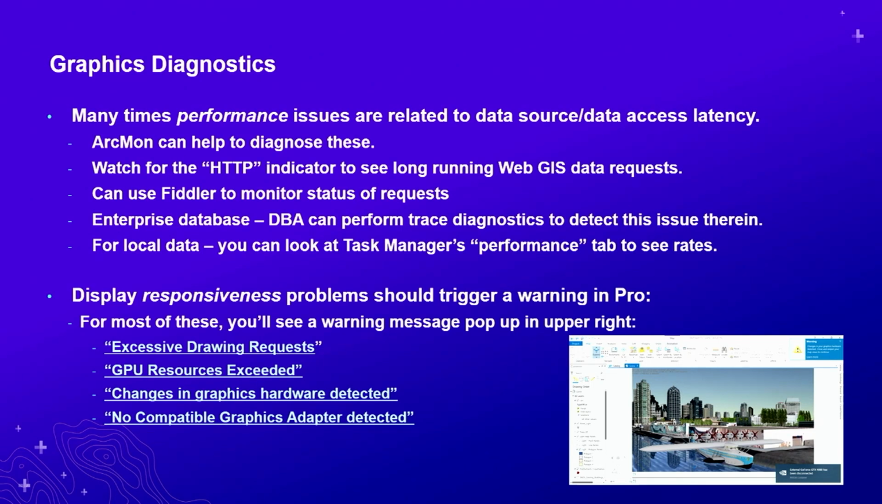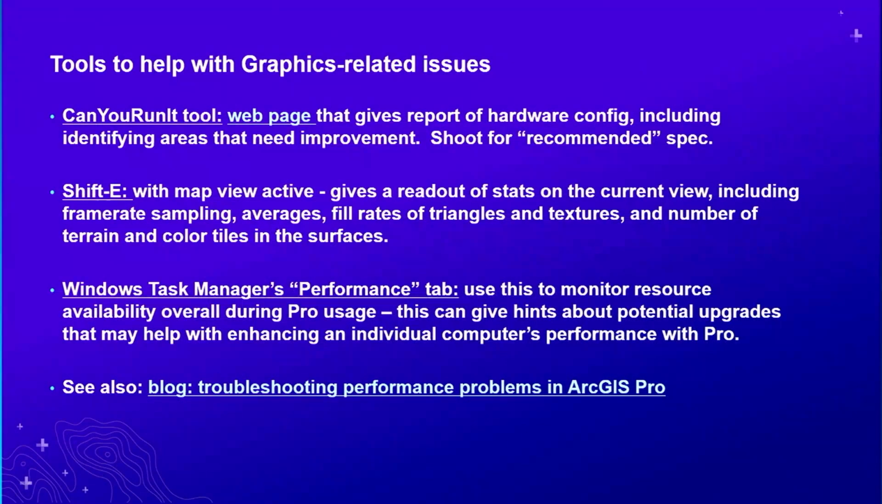So, there's other tools that you can use to help with graphics-related issues. So first off, whenever you're trying to look at a graphics problem, or actually even a problem in performance in Pro, you should always check to make sure that the machine you're running on actually meets the system requirements. These are updated every release, so we try to keep them up to date. And there's also an automatic tool that you can run that'll give you a snapshot of your hardware config, including areas that may need improvement. Obviously, if you want good performance, you're going to want to shoot for the recommended spec. This is a basis, not like a guarantee.